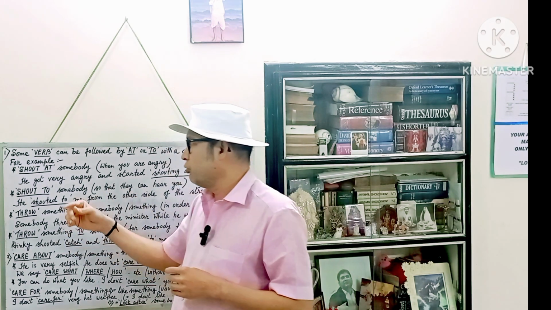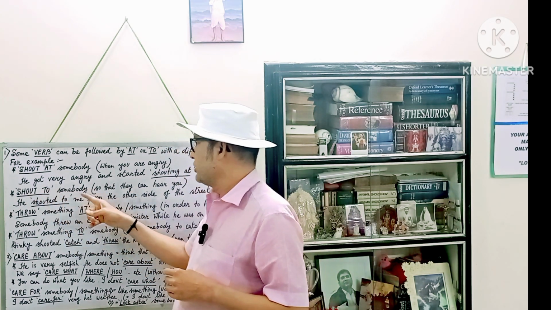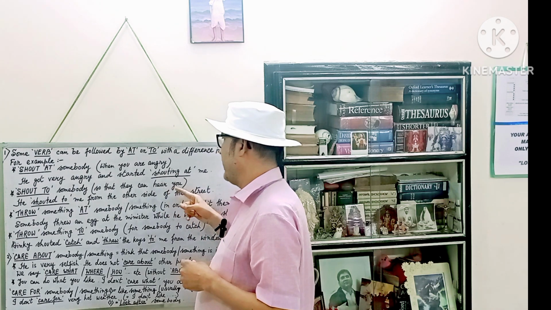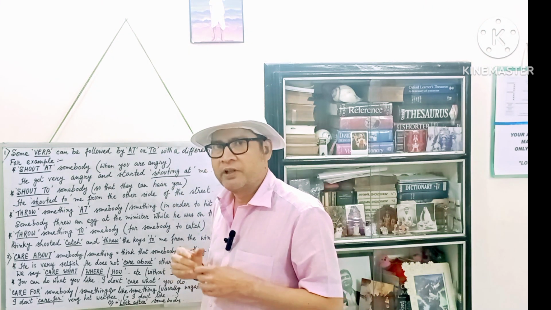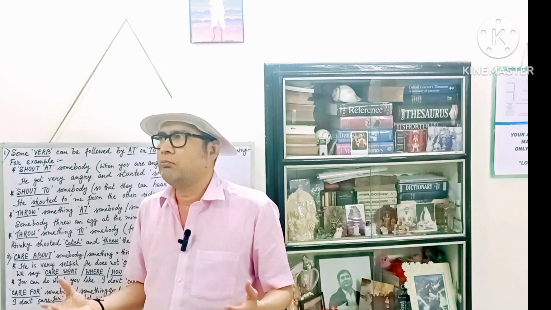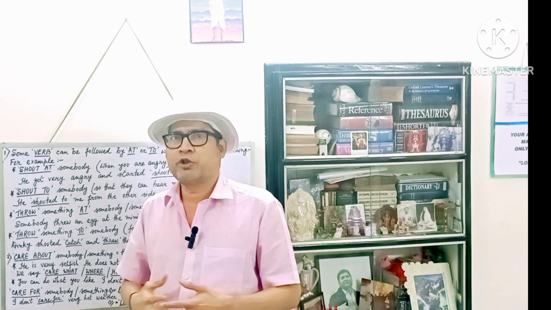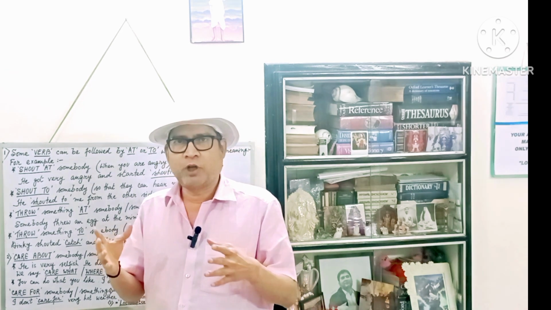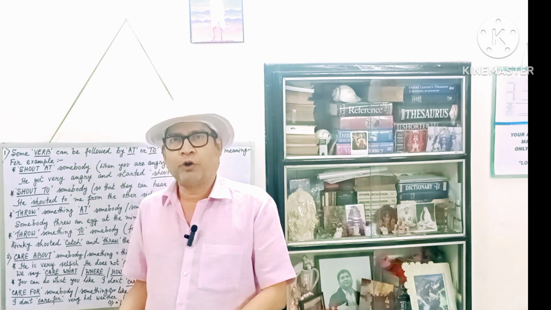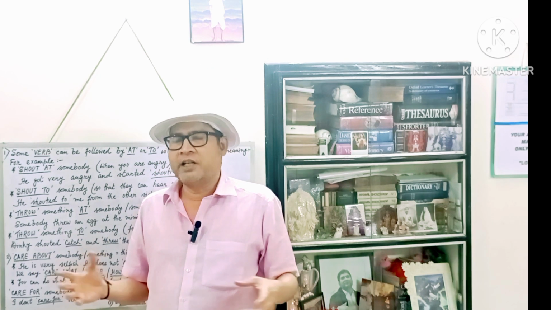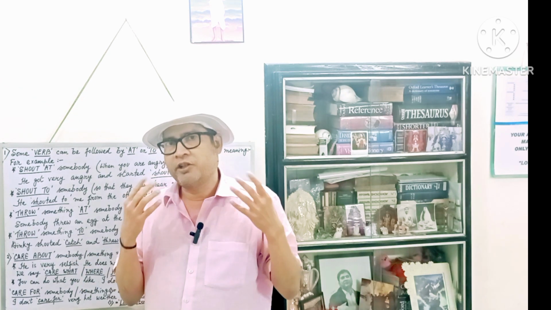Well, let's come back to our today's lesson. Shout to somebody. That means you are shouting to somebody so that they can hear you. For example, my brother shouted to me from the rooftop. He is on the rooftop. I'm downstairs on the ground floor, so there is some distance. If he does not shout to me, it's difficult for me to hear what he is saying.